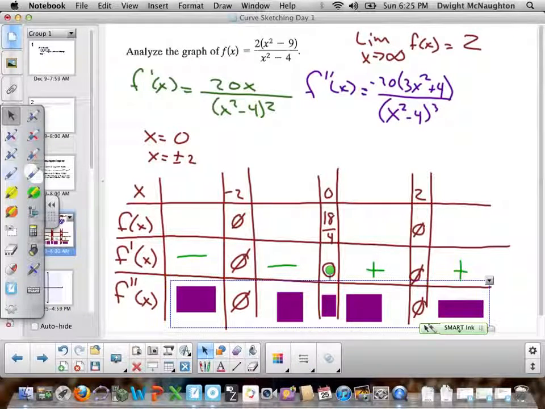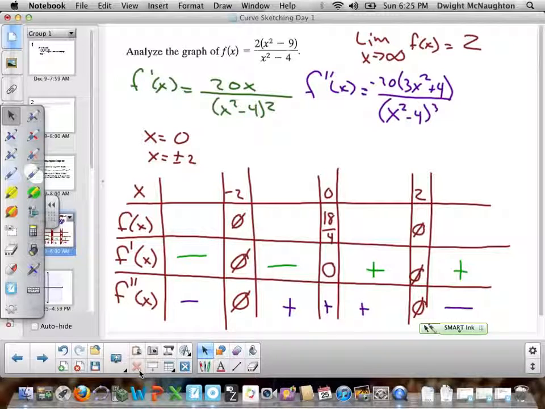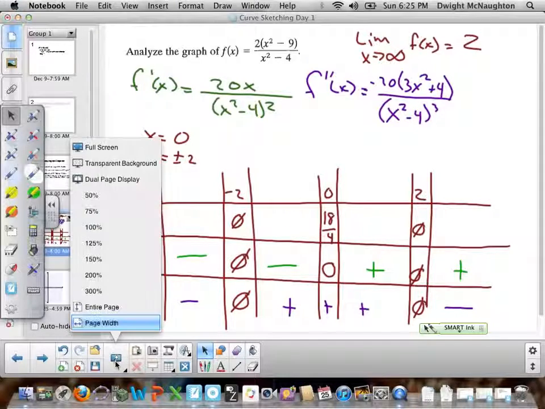We'll do our sign chart for our second derivative. You can see it is negative outside of the asymptotes. Less than negative 2, greater than 2 is concave down. Between negative 2 and 0, it is concave up because the second derivative is positive. All right, so let's go ahead and sketch this now.